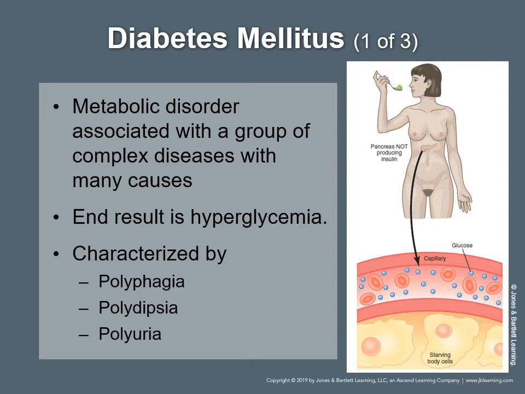Diabetes mellitus. Diabetes is a metabolic disorder now thought to be associated with a group of complex diseases with many causes. Diabetes mellitus, gestational diabetes, hypoglycemia, hyperglycemia, diabetic ketoacidosis, and hyperosmolar hyperglycemic syndrome. The end result of diabetes is hyperglycemia. Medically, the term diabetes refers to a metabolic disorder in which the body's ability to metabolize simple carbohydrates or glucose is impaired. Diabetes is characterized by the following symptoms: polyphagia, polydipsia, and polyuria. What are those?